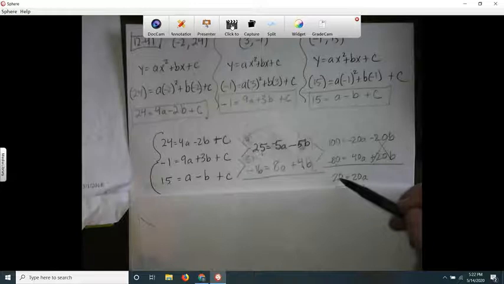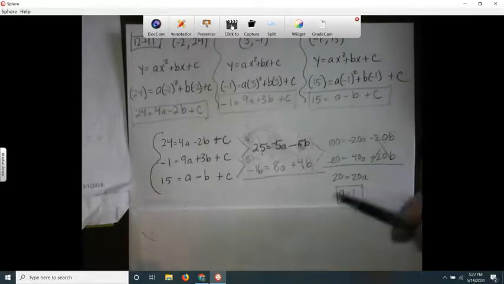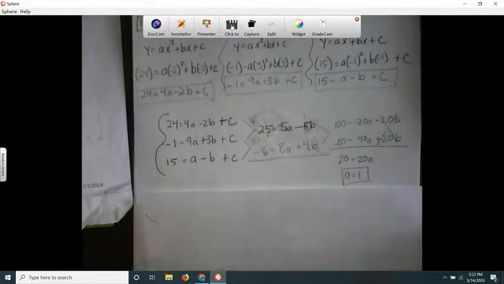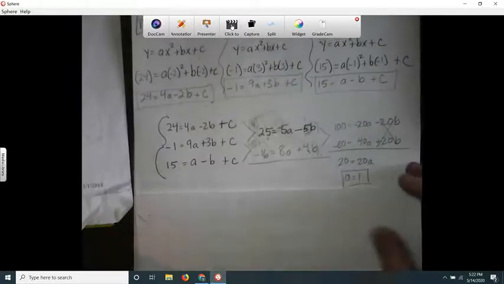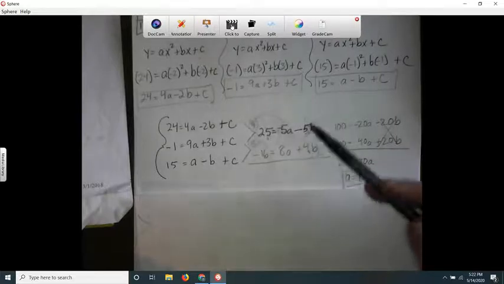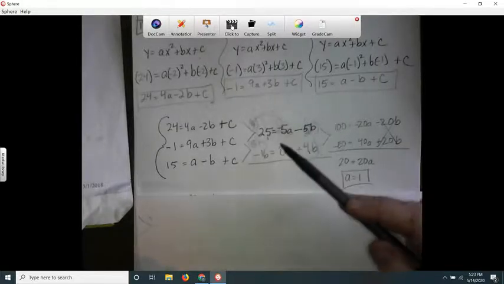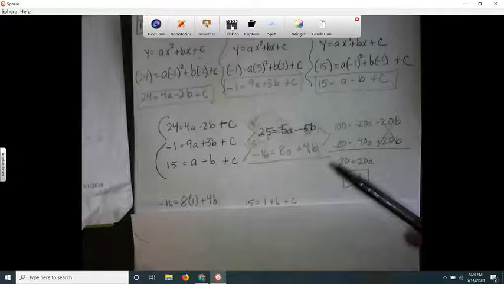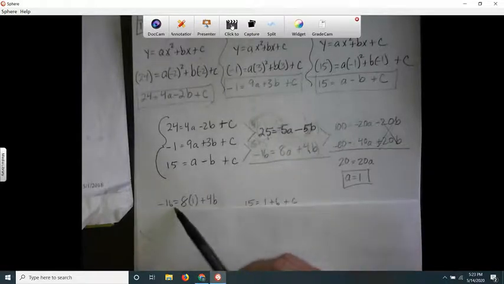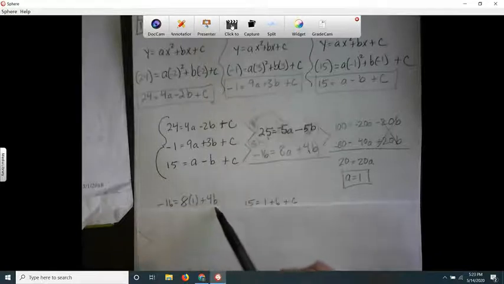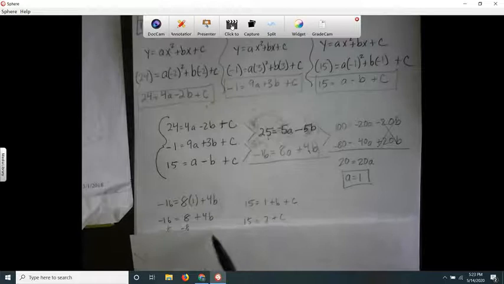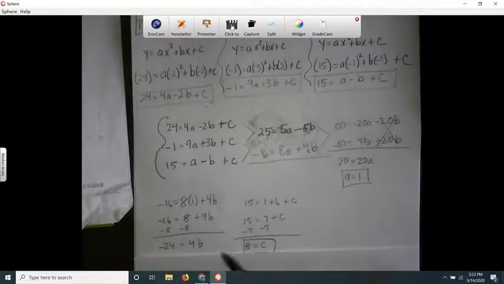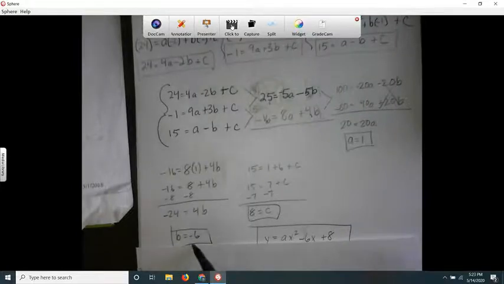So now I know what a is. That worked out nice and tidy. Now I just need to find out what b and c are. I can plug a into one of my two equations with two unknowns. It looks like I plugged it into the bottom equation. So I've got -16 equals 8 times a plus 4b. If you do that work, you'll get b equals -6. I could plug it into either one of these; I chose to plug it in here, and I found b.